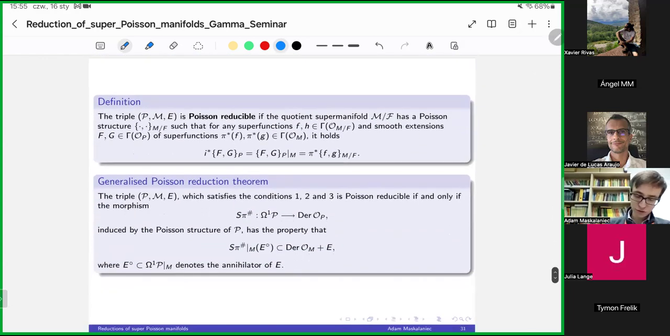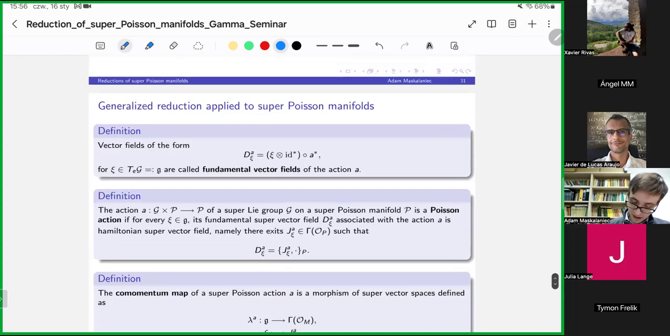And we say that our triple is Poisson reducible if we have a unique induced structure of a super Poisson manifold on the quotient of our submanifold M by our foliation F. So now we may generalize this Poisson reduction theorem by Ibort, saying that the triple (P, M, E) is Poisson reducible if this super Poisson bivector induced by our Poisson structure has the property that it maps the annihilator of E into the derivations of M plus E.